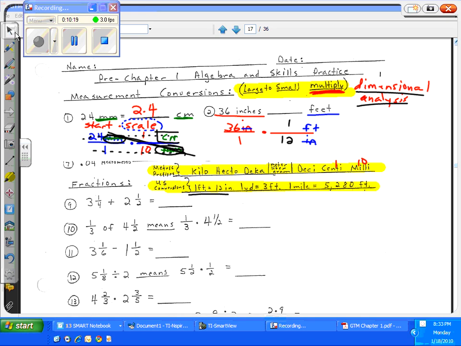We can cross-reduce the numbers. 12 goes into 12 once. 12 goes into 36 3. So then we multiply. 3 times 1 is 3 feet. We've got a 1 on bottom, which is just 3 feet. Any questions on number 2? Dimensional analysis to convert. Okay.